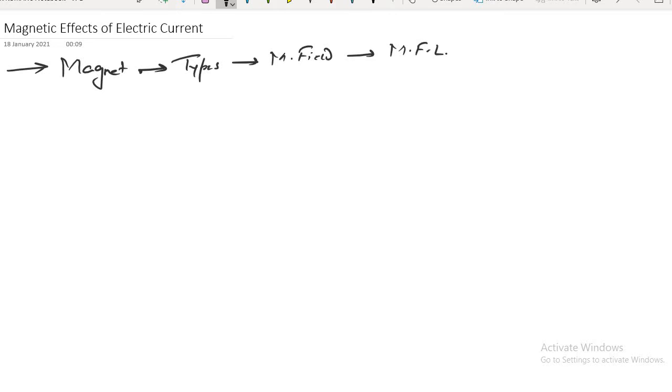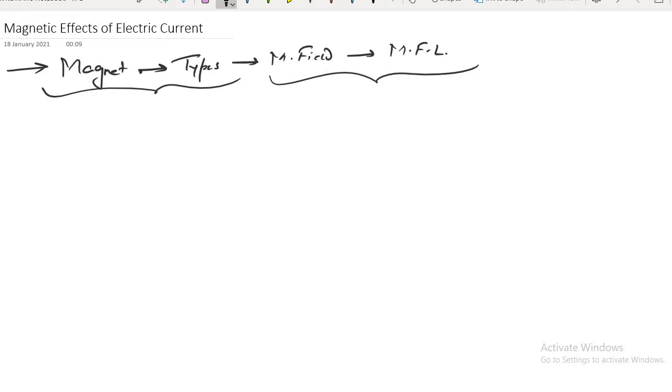I hope you have understood the topics that we discussed yesterday. One by one, let me write it down. We have discussed about magnet, after that, types of magnet, after that, magnetic field, and after that, magnetic field lines. This much we have done in the previous class.